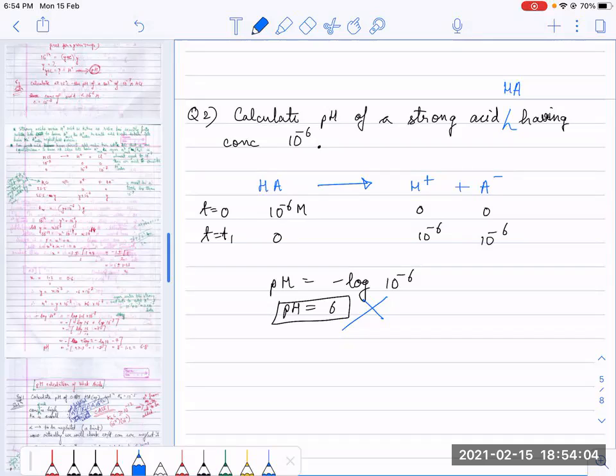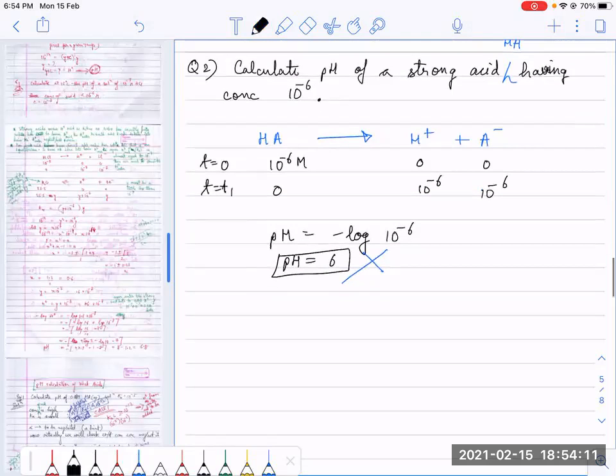Because I have not taken water into consideration. Water is also 10 to the power minus 7. Okay, that will also be taken into account.